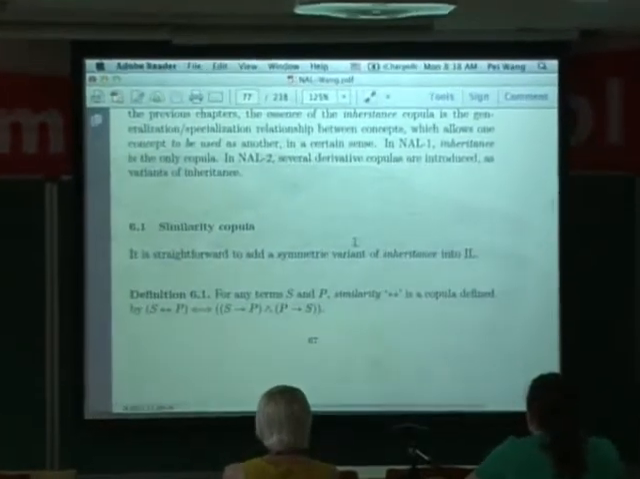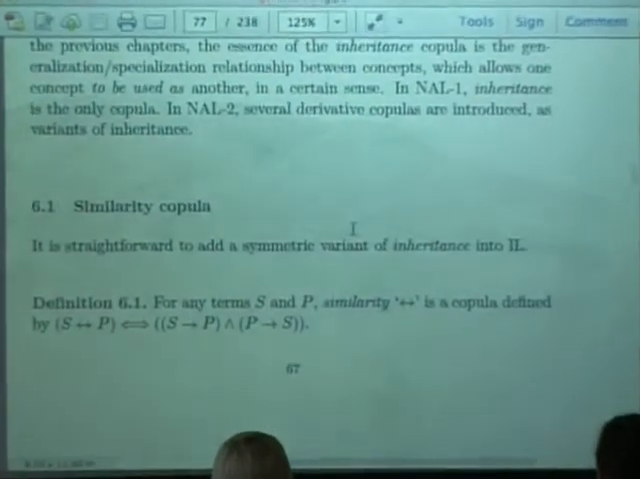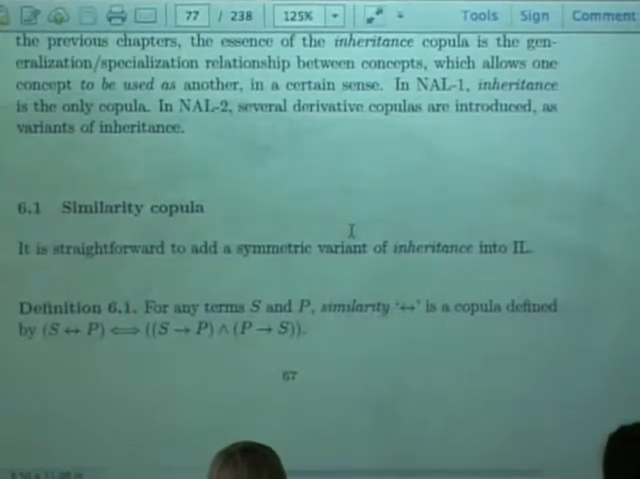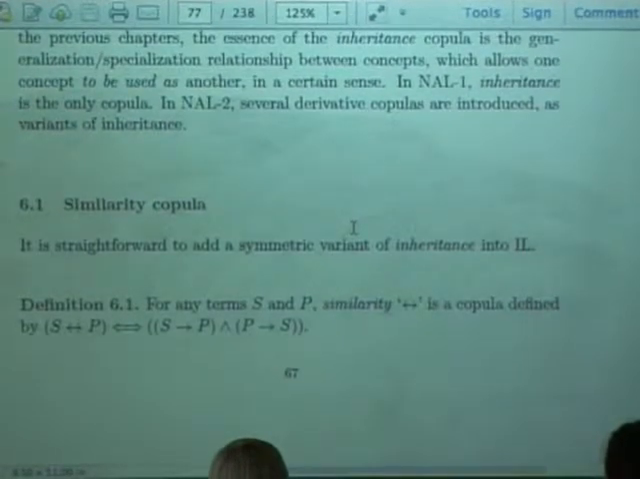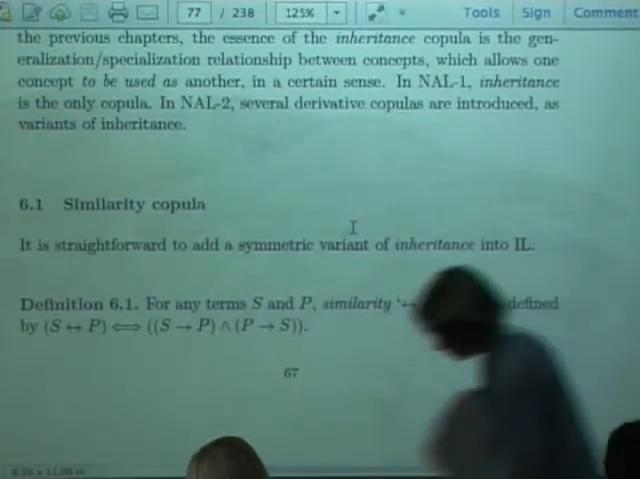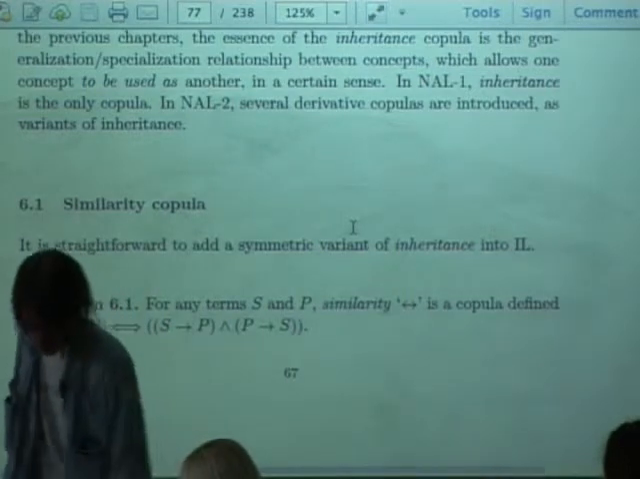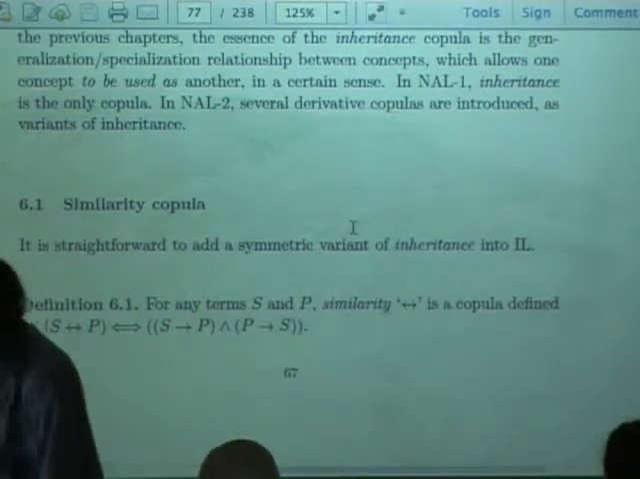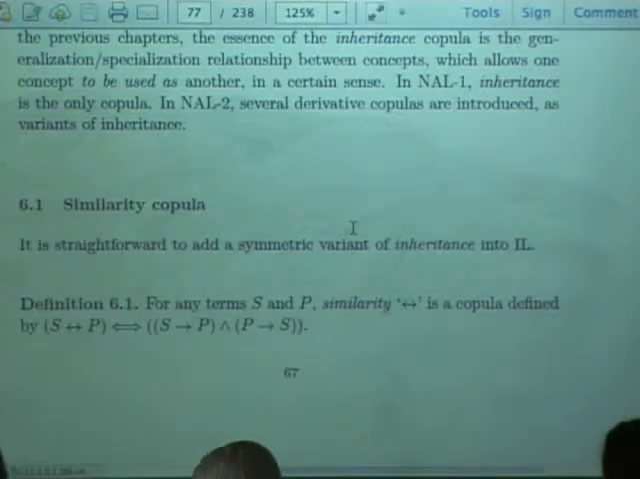First, the similarity copula is the most straightforward thing you can do in this structure. It's nothing but a symmetric version of inheritance. And this one we already know from the very beginning is directional. From S to P, from P to S, you can write both of them, but usually they don't have the same truth value. Also, they have different scopes of evidence and so on.